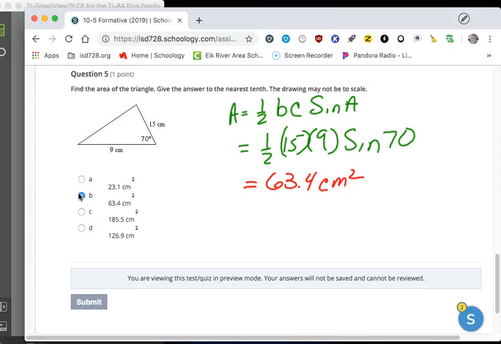Keep in mind, it really is, you look at a shape, you identify the formula, and you plug in the pieces that you need to get your solution.